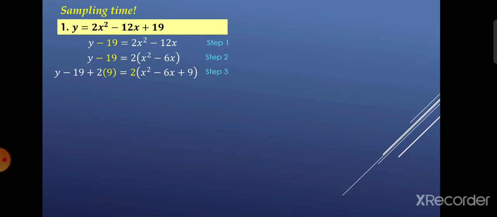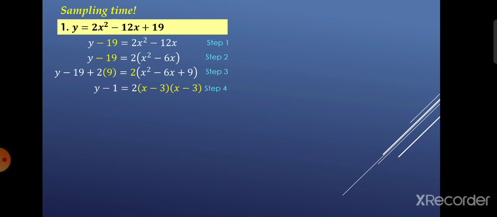So the expression is x squared minus 6x plus blank. Half of 6 is 3. 3 squared is 9. So plus 9, and we multiply it by 2, so 2 times 9. Next. So, y minus 19 plus 2 times 9.